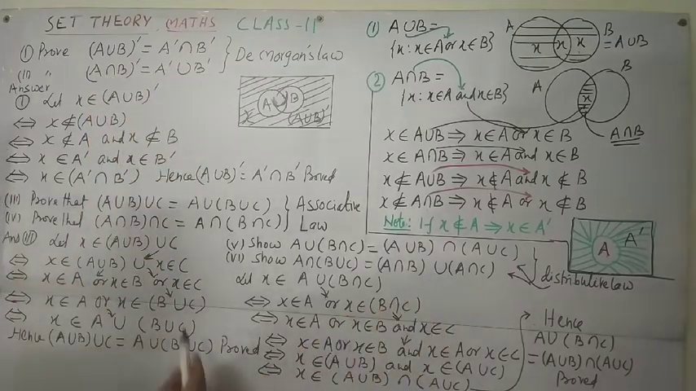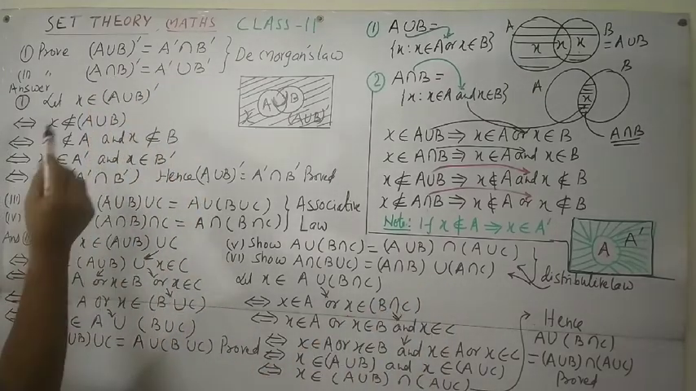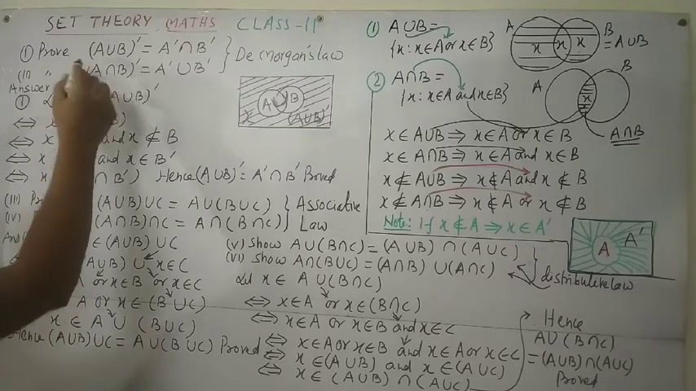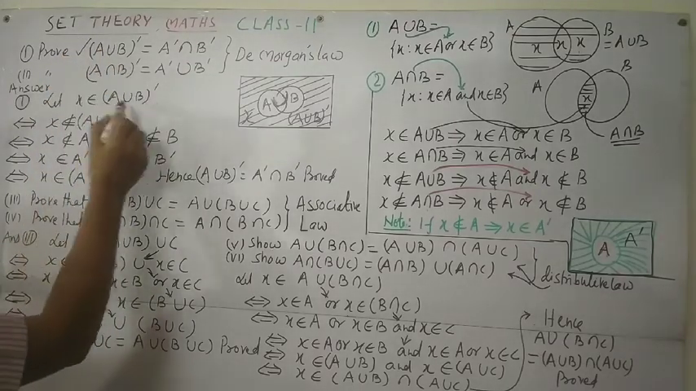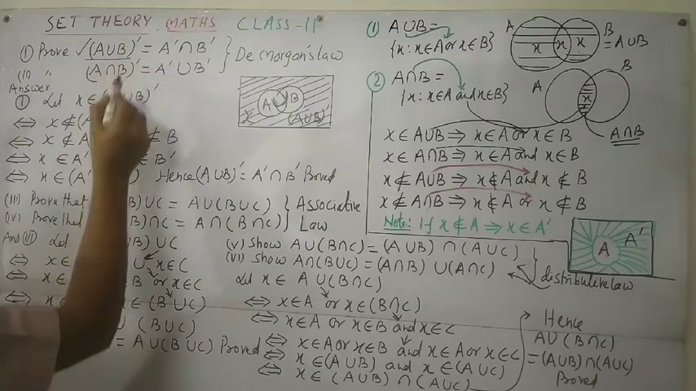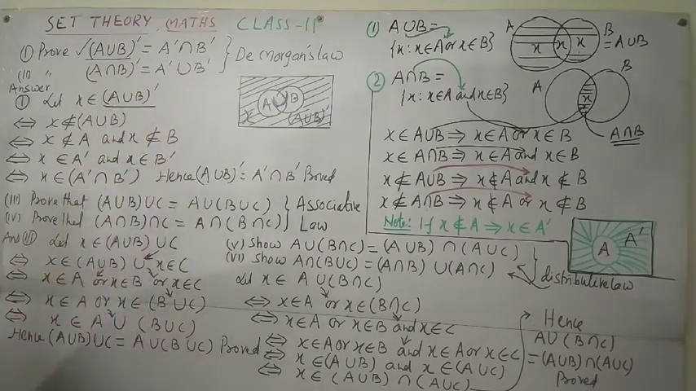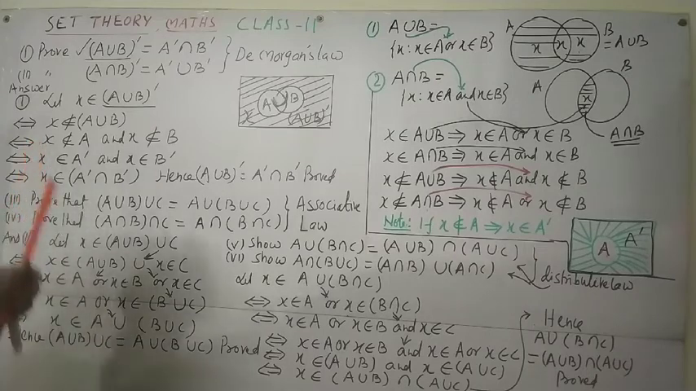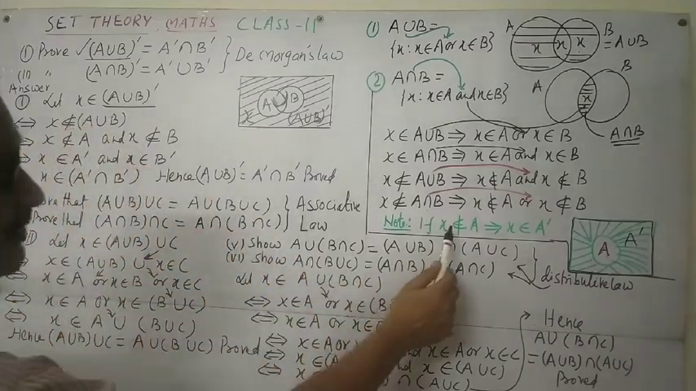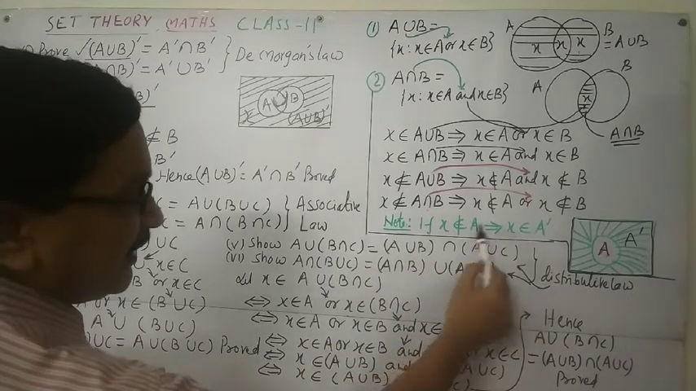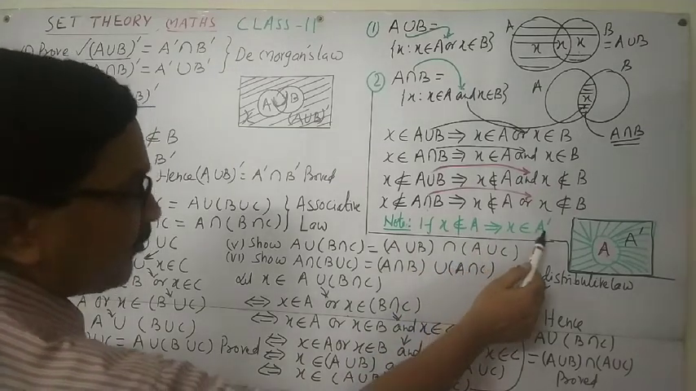We have to give the proof. The first proof, let us start. We are going to prove this. Let X belong to this LHS. This is your LHS. Let X belong to LHS. It implies, from both sides. अभी बताया है कि अगर X belongs to X A में नहीं है तो A complement में है.